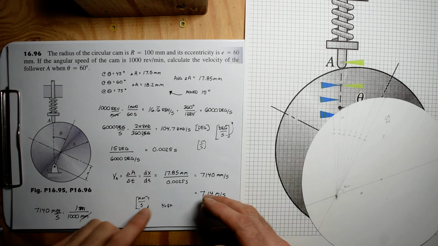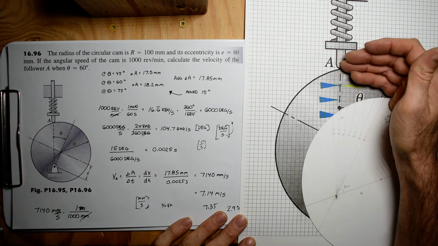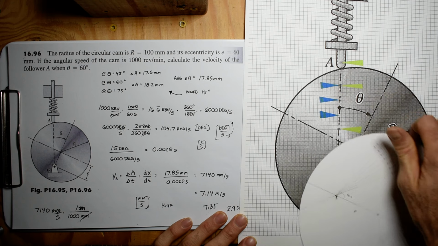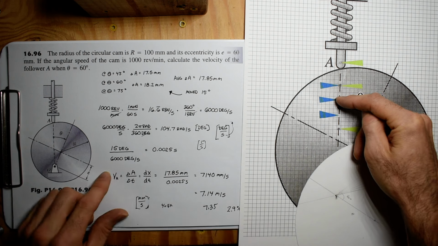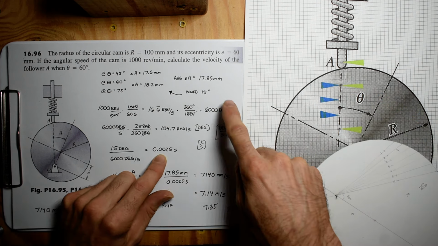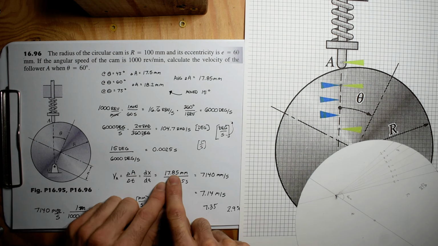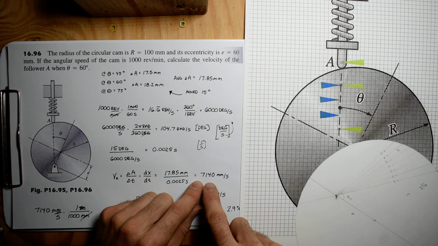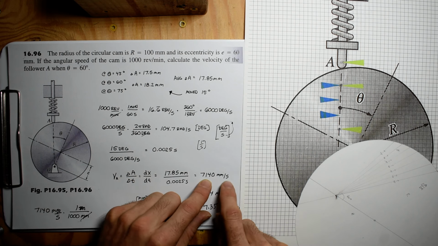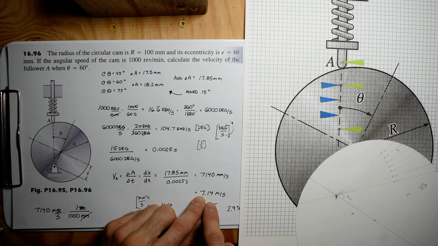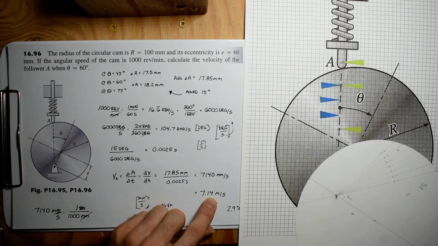Now the equation for velocity is change in position over the time it took to change that position. How long did it take to go from here to here? We can see that took 0.0025 seconds. So we have this 17.85 divided by 0.0025, and we get 7,140 millimeters a second. Use factor label again, or just divide by 1,000. We get 7.14 meters per second.